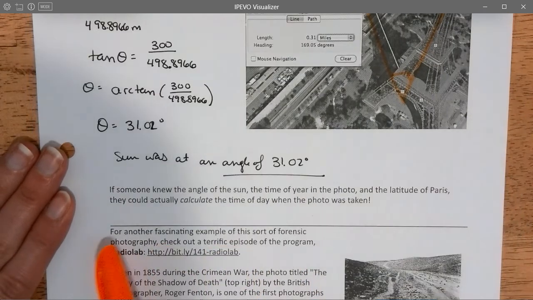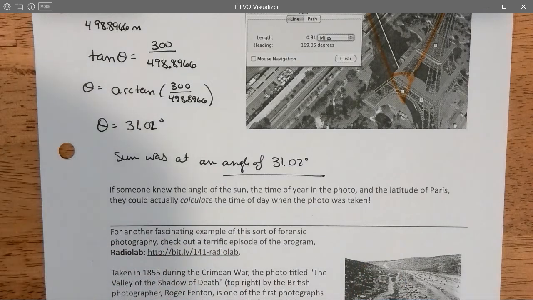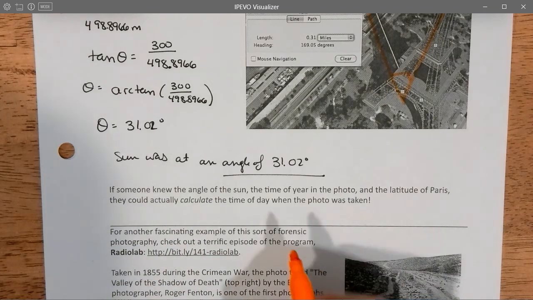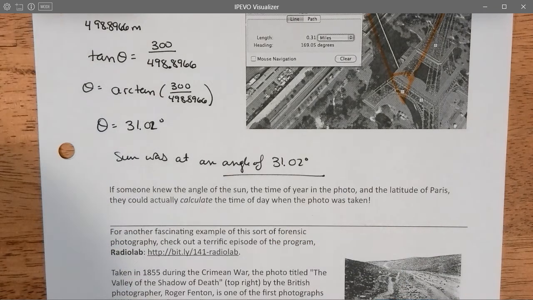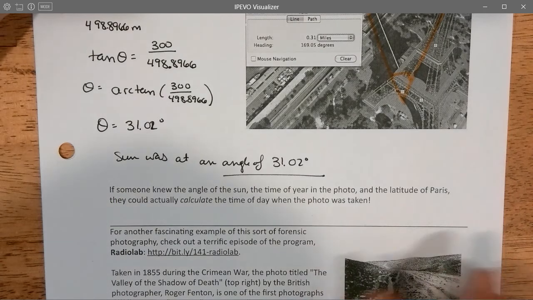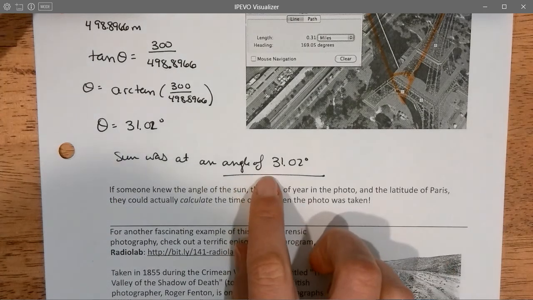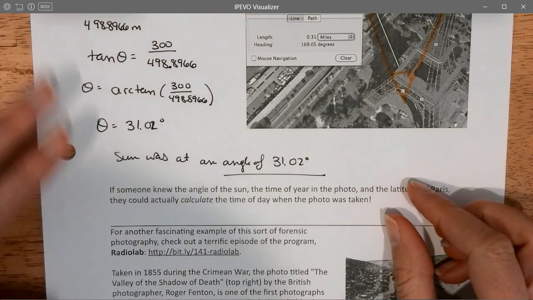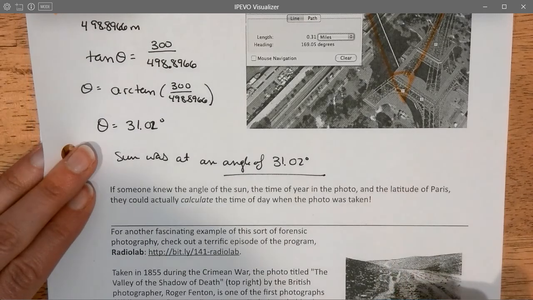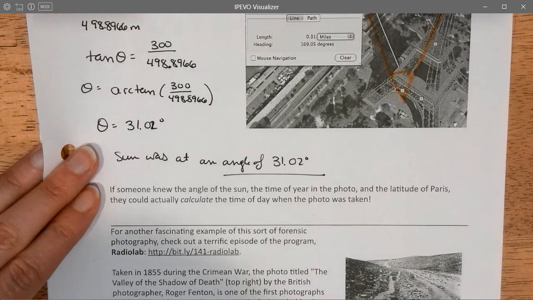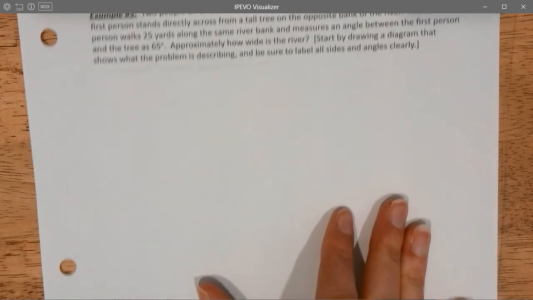That can be interesting and useful. They use this type of measurement when they do forensic photography, and there's another example of that down at the bottom of this page, how angles of elevation, angles of the sun, can be used to predict time of day and can be used to discover if photographs are real or faked, all that good stuff. Alright, now let's take a look at the next page.